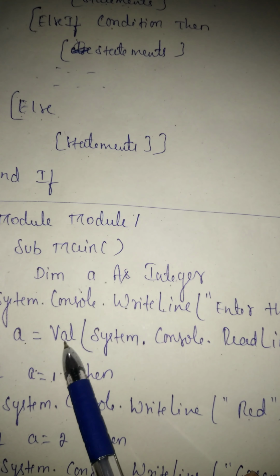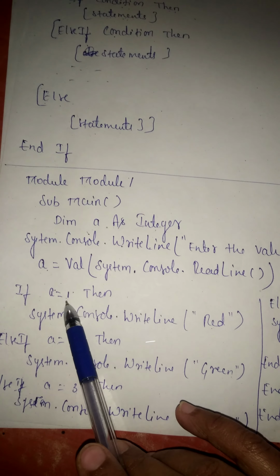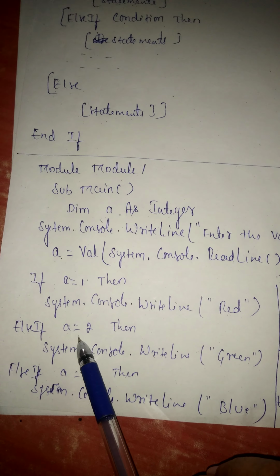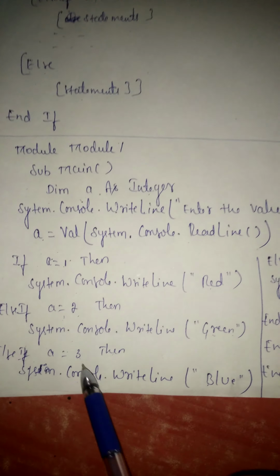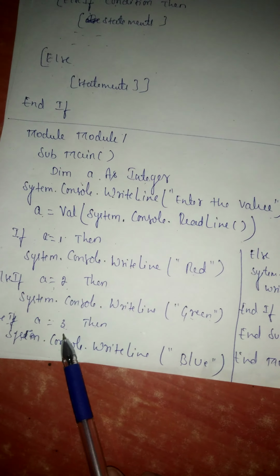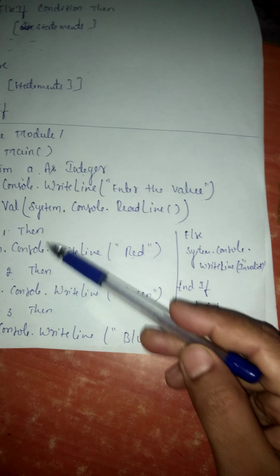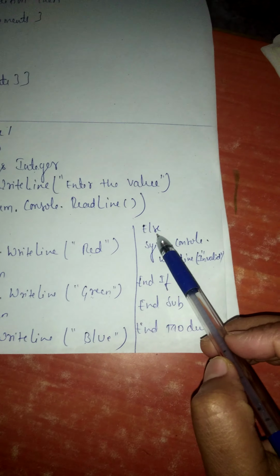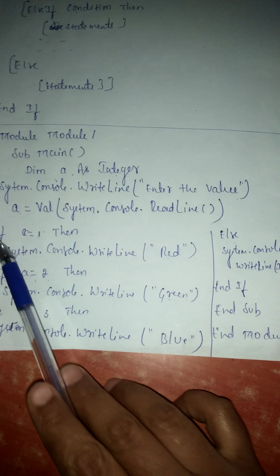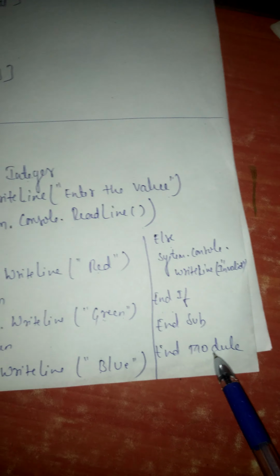For this, I am going to take a value through the keyboard as input. First we check if a is equal to 1. If a is equal to 1, it will print red. If it is not 1, it checks the second condition: if a is equal to 2, it will print green. If it is not 2 either, it will come here and check if a is equal to 3. If a is equal to 3, it will print blue. If it is not 1, 2 or 3, if all these conditions are false, it will come to the Else part, where it will print invalid. And whatever If statement you have opened, you have to end here: End If. Next End Sub and End Module. Thank you.